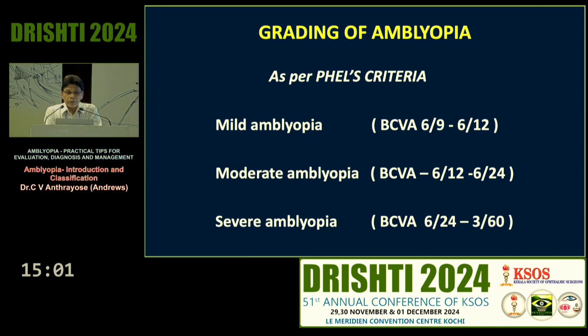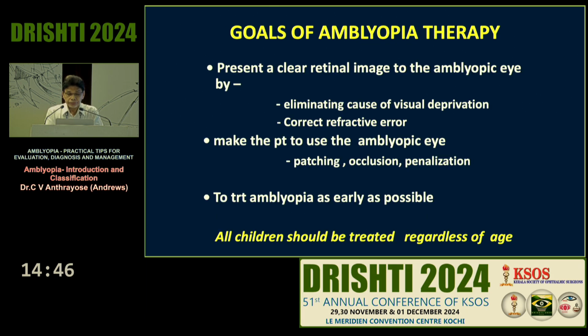And the grading of amblyopia based on Fels criteria: mild amblyopia, visual acuity between 6/9 to 6/12; moderate amblyopia, visual acuity between 6/12 to 6/24; and severe amblyopia, less than 6/24.